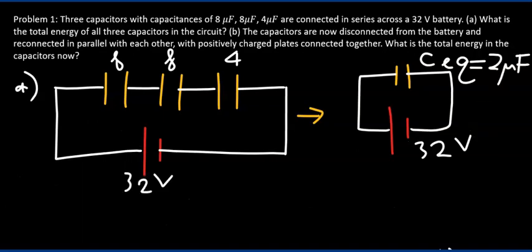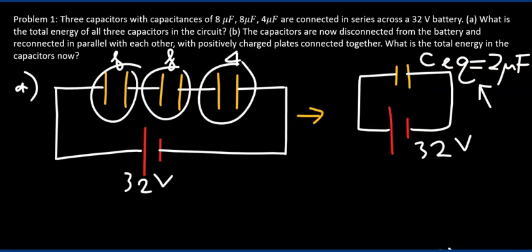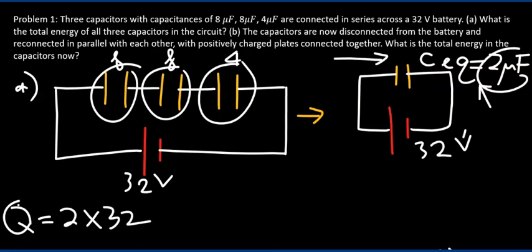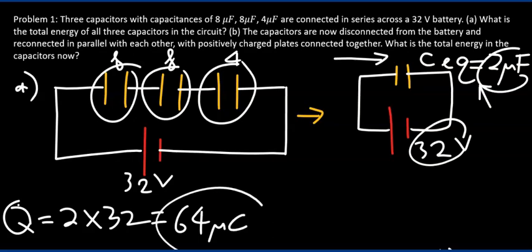Another thing to note is the total charge on each of these 3 capacitors is the same as the charge on this equivalent capacitor, and that charge is quite simply 2 microfarad times 32, so 2 times 32, which is 64 microcoulomb. So each capacitor, this, and that, would have this much charge on their plates.